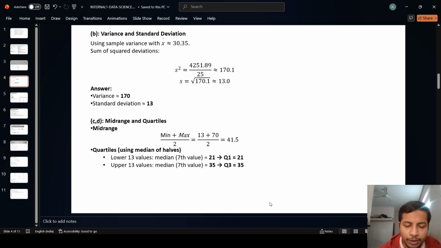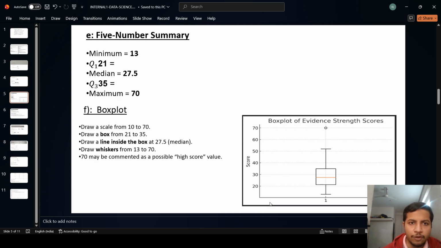Now quartile, using median of halves. The lower 13 values, median is the 7th value, 21, so Q1 is equal to 21, and for the upper 13 values, median is the 7th value, 35, so Q3 is 35. Now five number summary. Minimum is 13, quartile 1 is 21, median is equal to 27.5, and quartile 3 is 35. So maximum will be 70.